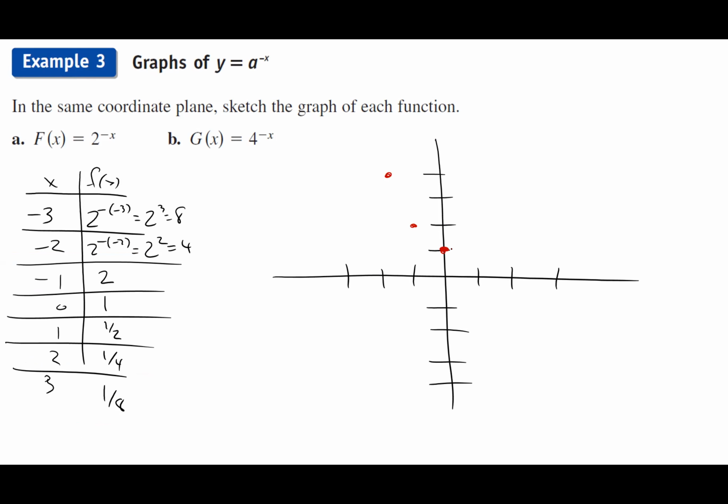This seems to be a very interesting point. Then I have 1, 1/2, 1/4, 1/8. Oh, that's so cool. So I have something that looks like this. Boom. What am I missing in my graph? I'm missing something.